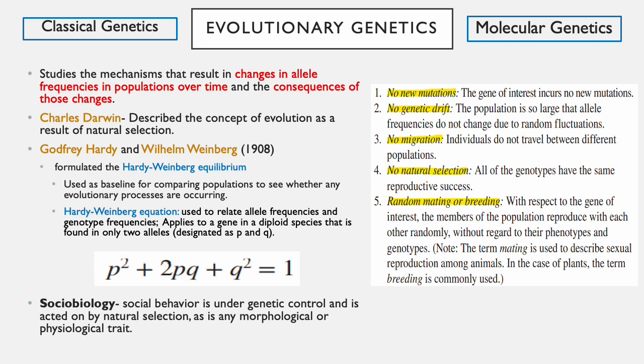Evolutionary genetics also studies the mechanism that results in changes in allele frequencies in a population over time and the consequences of those changes. Okay, so we have discussed this, and the Hardy-Weinberg equilibrium can also detect whether an entire population contains mutation, genetic drift, migration, natural selection, or random mating or breeding. So these are the important terminologies for you to take note of.